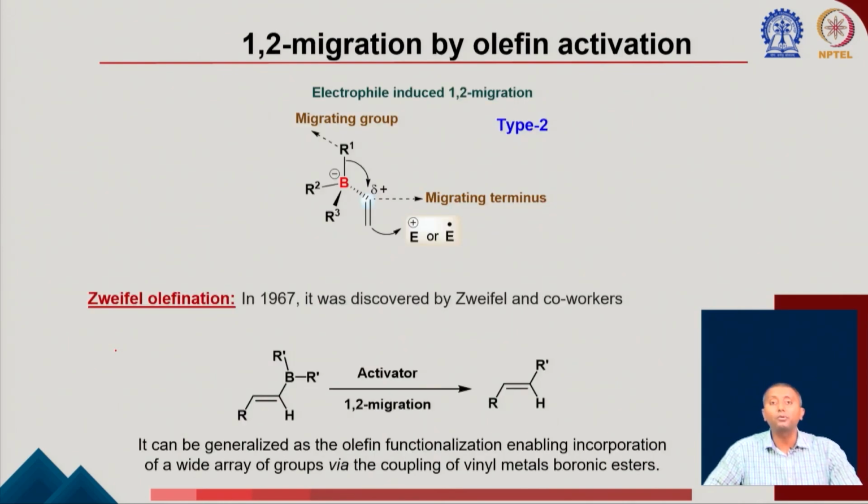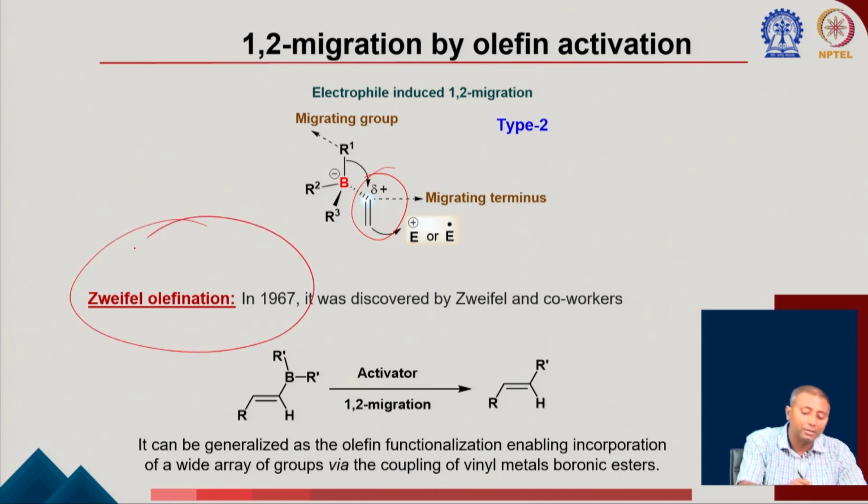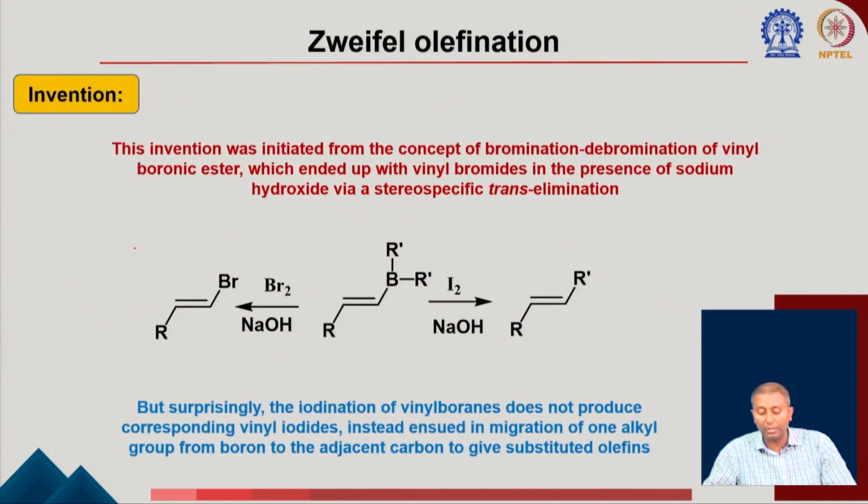Again, the other thing I am going to talk about is how you activate the double bond here using an electrophile. That can be done using an electrophile like iodine, and that is going to introduce you to the Zweifel olefination that was discovered in 1967 by Zweifel and co-workers. Then if you take an alkyne, and go for hydroboration, and treat with iodine in presence of a base, then you can end up forming the corresponding Z selective olefin. So we're going to come back to that.